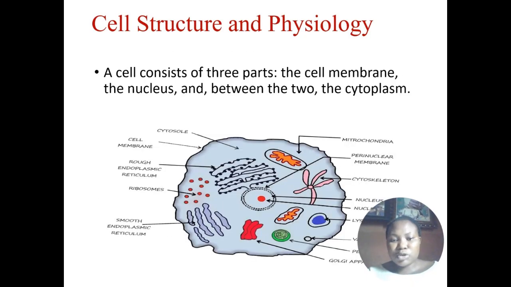We start with cell structure and physiology. Talking about cell structure, we all know from our knowledge of anatomy that the cell consists of 3 parts: the cell membrane, the nucleus, and between the two, the cytoplasm. This is a diagram of the cell that has been put here for you to study, the labelings, and so on. We are familiar with this from anatomy, so this is just to remind us.